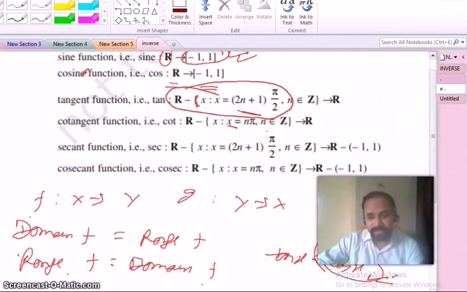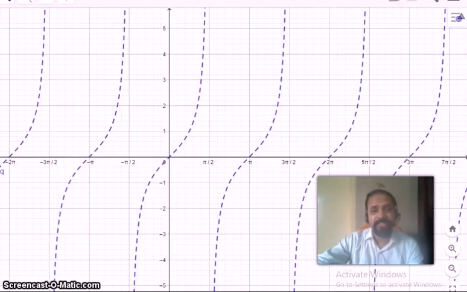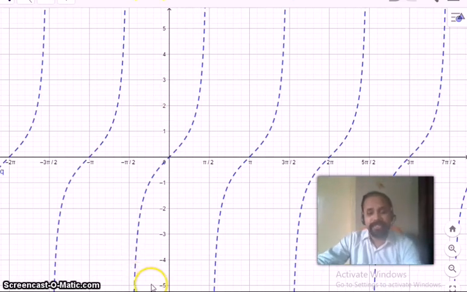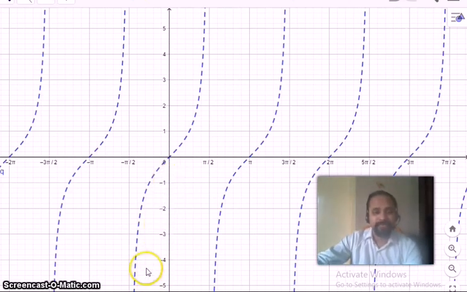And what about range? If you see the range of tan theta, it goes from plus infinity to minus infinity. That means the range of tan theta is all real numbers.